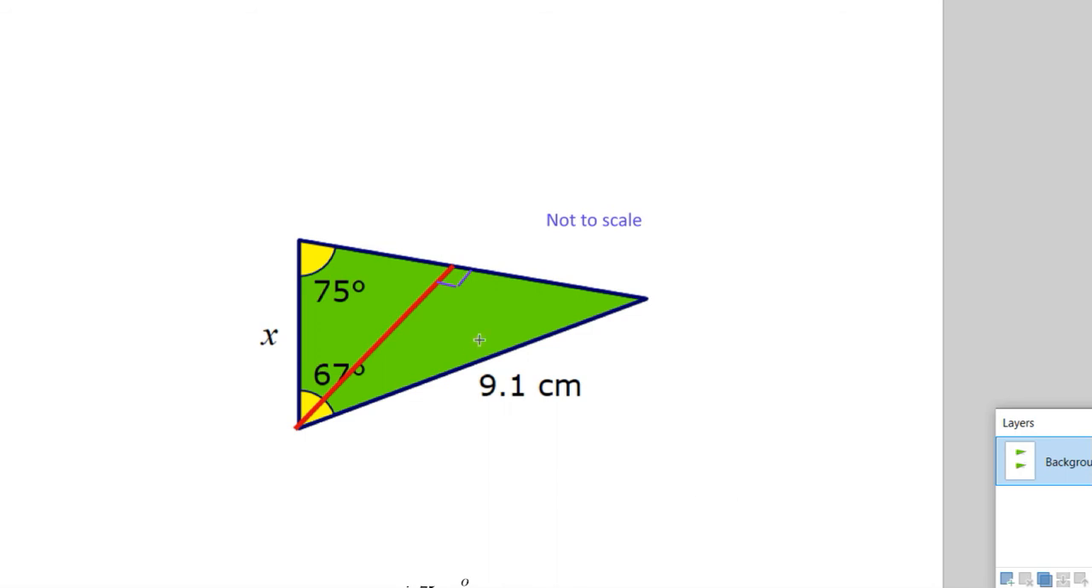So what I've done is, again not to scale, considering splitting it so that there are two right angle triangles on this. That's the concept. That's what I'm doing as a concept.